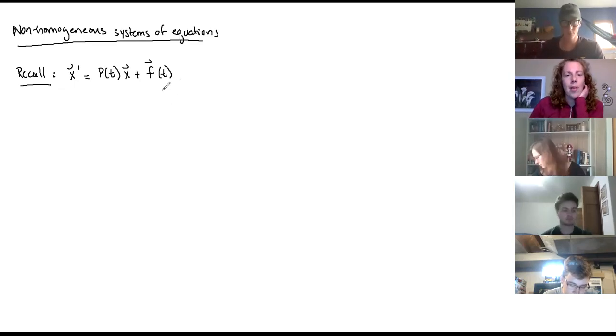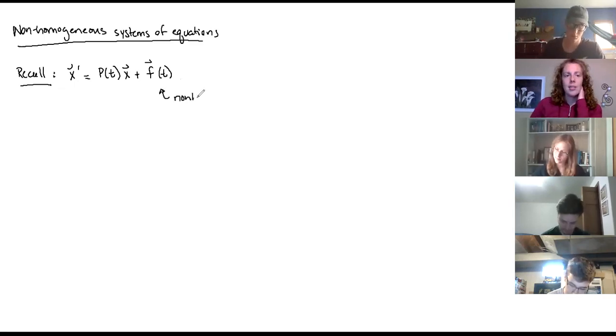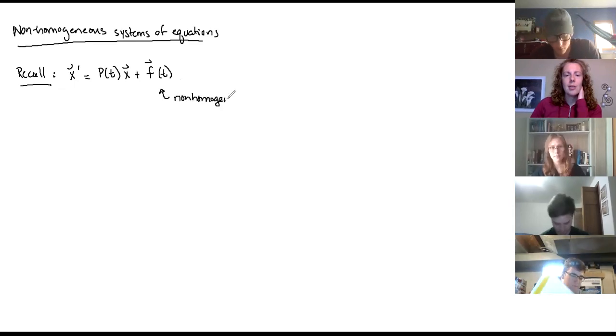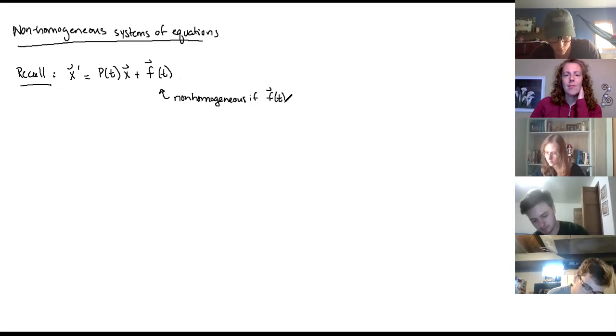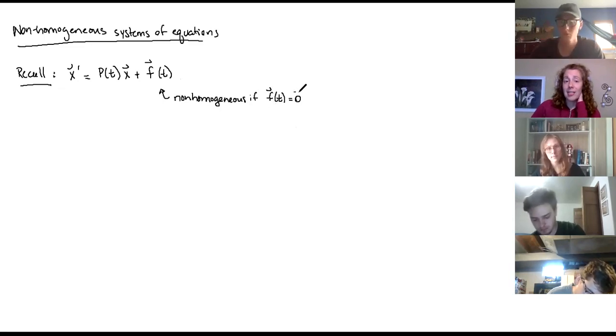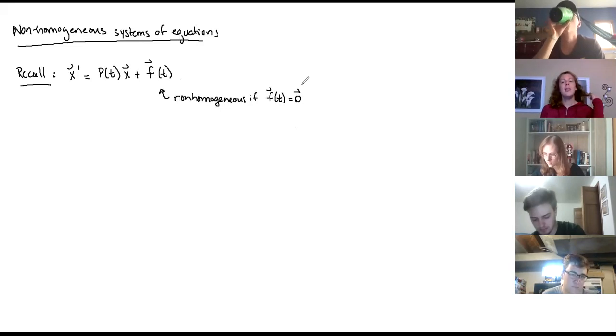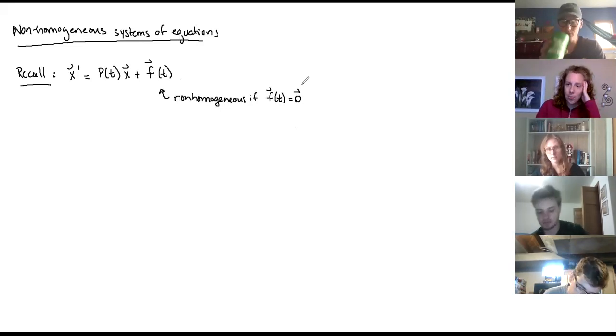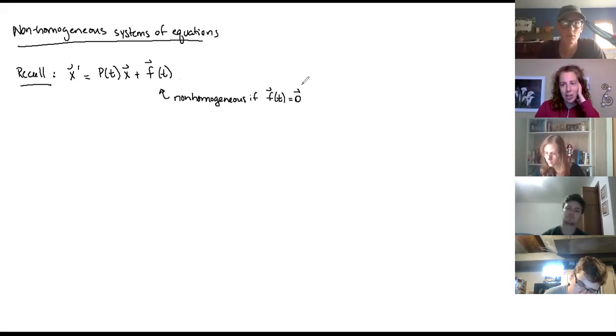Remember, yesterday we did homogeneous, so today we'll say non-homogeneous. This is non-homogeneous if vector f of t is not equal to 0. And this is a vector on the left-hand side, so it also has to be the 0 vector on the right-hand side. If you took Calc 3 with me, or linear algebra with me, you should be very comfortable with me asking scalar or vector. It has to be a vector.